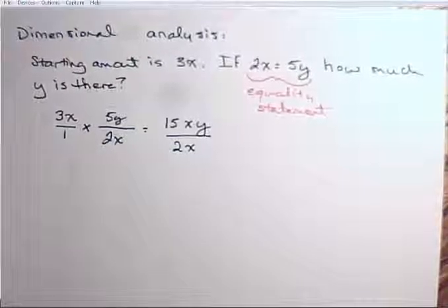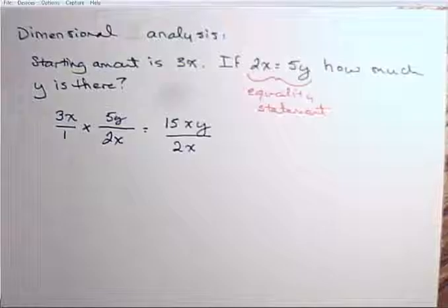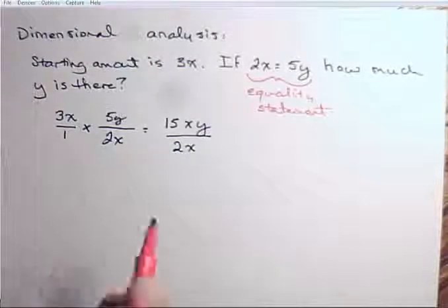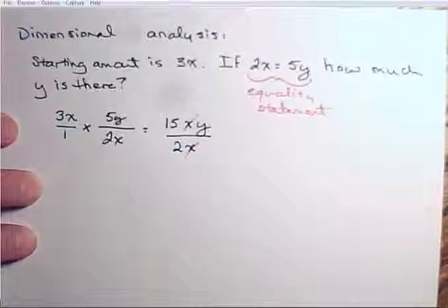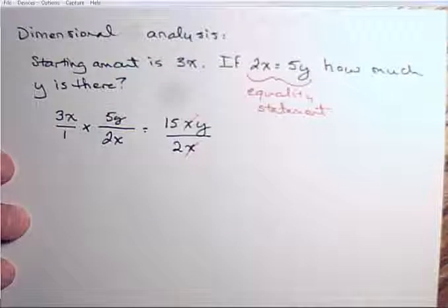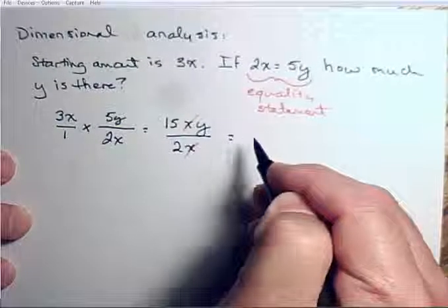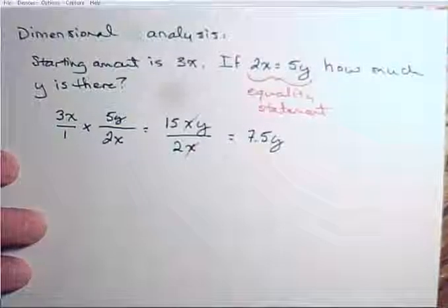Can I simplify that? How would I simplify that? The x's cancel out. Whatever the value of x, it's the same with top and bottom. They would divide out anyway in the long run. And we do the math, we get that 3x is equal to 7.5y.